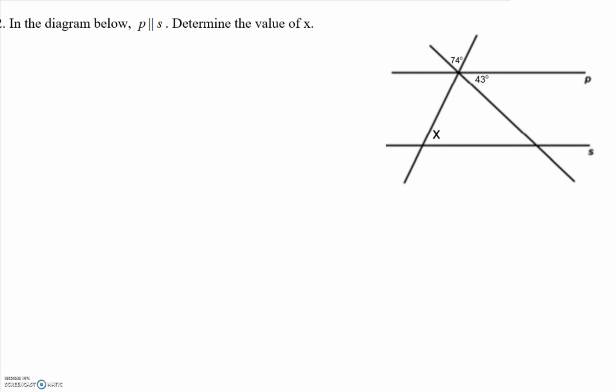Okay, question 2. It says, in the diagram below, line P is parallel to line S, and we want to figure out what x is. So let's look up top. We know if intersecting lines occur, we have congruent vertical angles. So 74, which is right here, has a vertical angle of 74. Our 43 is also right here.